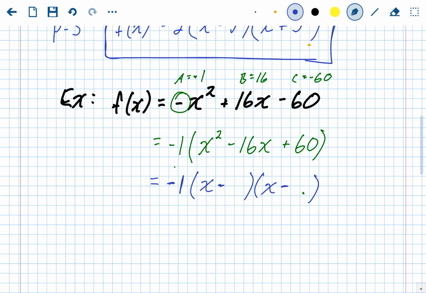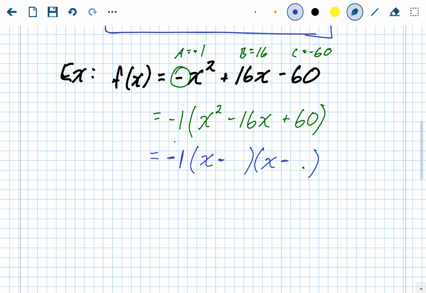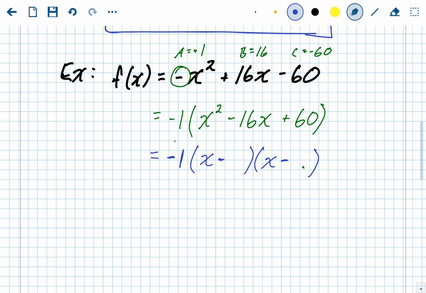So what multiplies to 60 and adds to 16? 60 has a bunch of factors. It's 1 and 60, 2 and 30, 4 and 15, 5 and 12, 6 and 10. 6 plus 10 is 16. So minus 6, minus 10. Negative 6 times negative 10 is positive 60. Negative 6 plus negative 10 is negative 16.